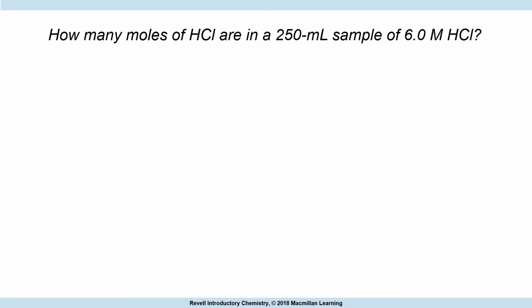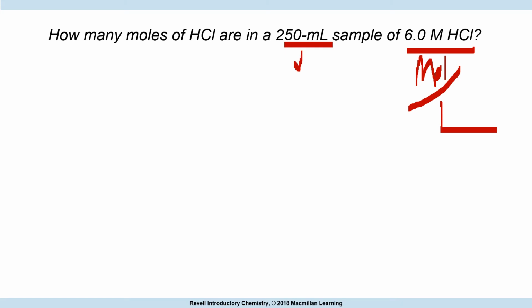How many moles of HCl are there in 250 milliliters of 6 molar HCl, hydrochloric acid? Okay, so we know molar is the same as moles per liter. Okay, so that's going to be important. We need to change this into liters to make this kind of calculation. Okay, so that's the thought process.